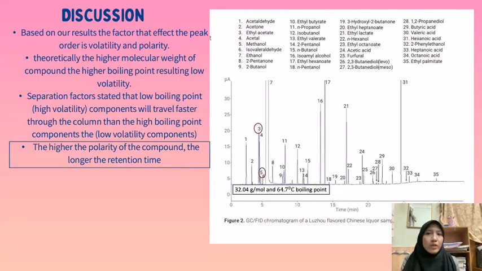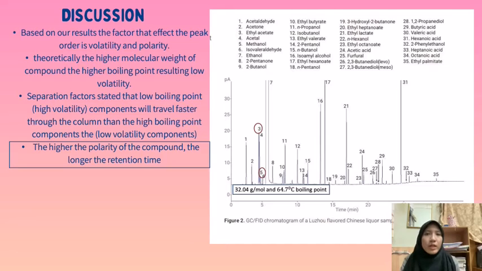Next, we will take a look at ethyl acetate and methanol. Methanol has lower molecular weight and boiling point than ethyl acetate, which is 32.04 gram per mole and 64.7 Celsius of boiling point. But why does ethyl acetate elute before methanol? This is because of the polarity of the compound. The separation principle states that the polar compound will move more slowly, especially if the column is polar.